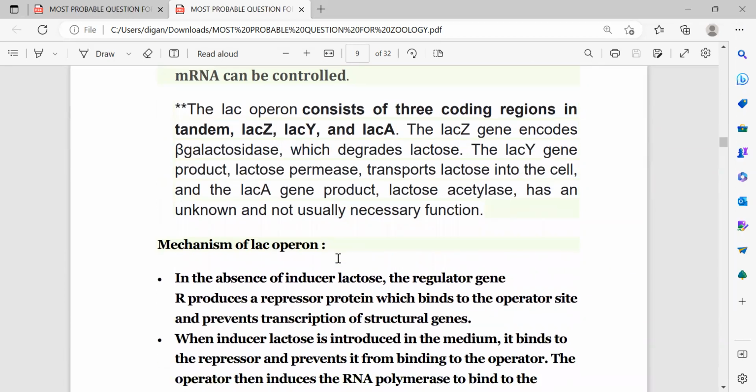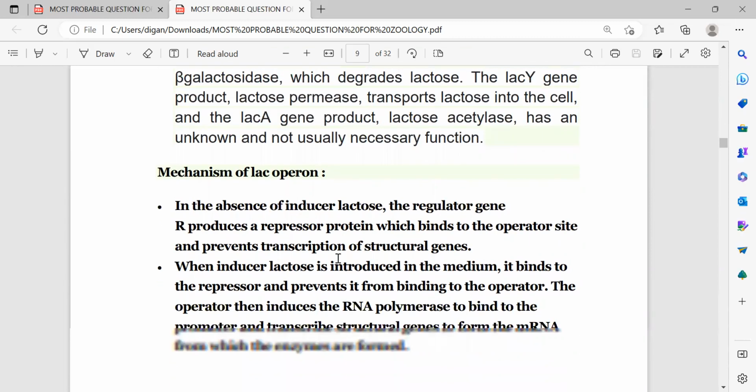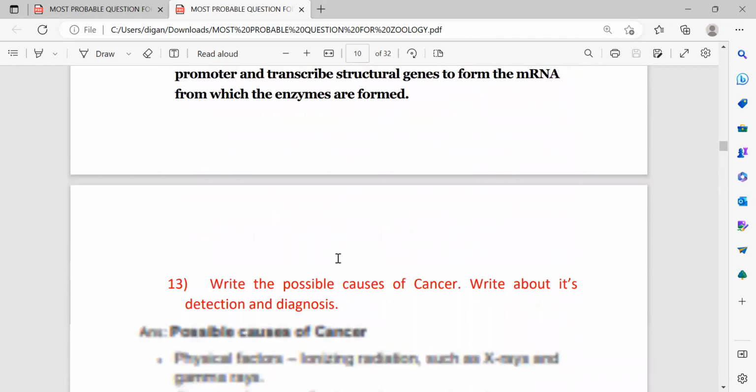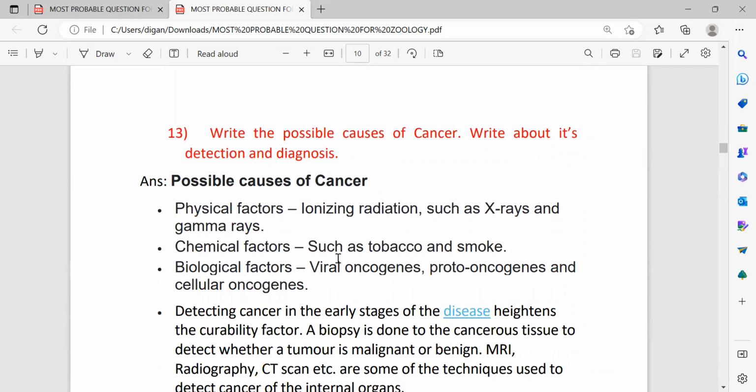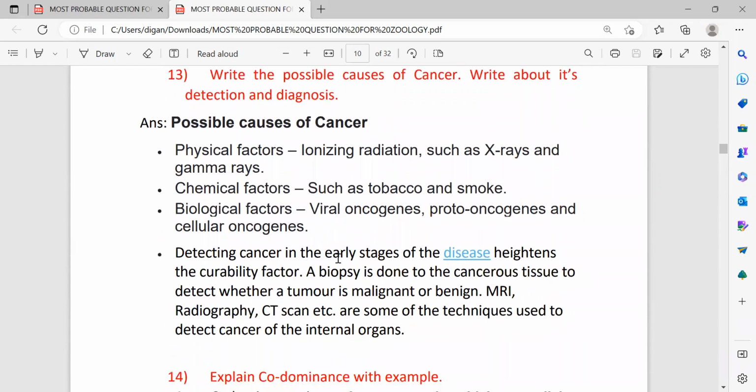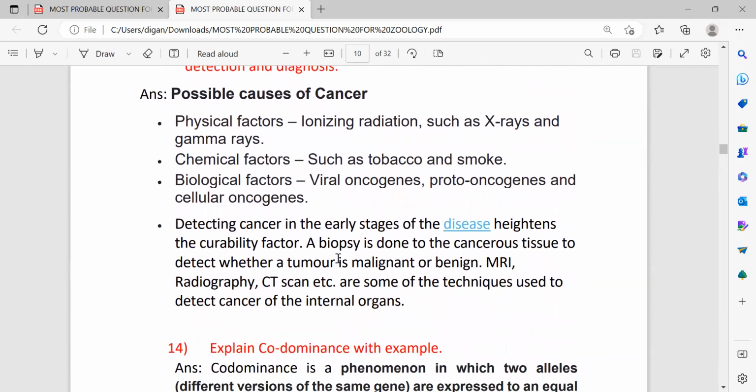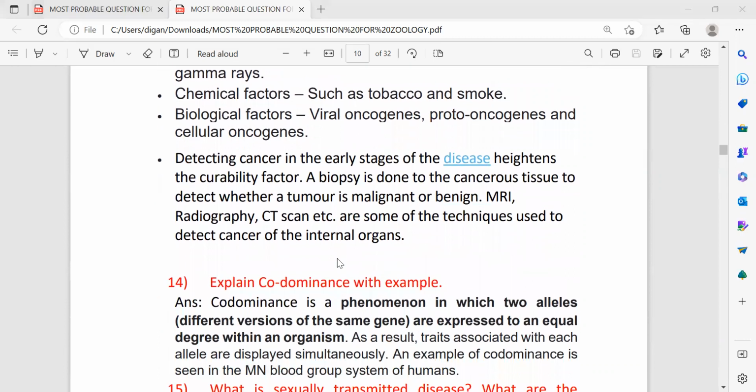So if a 2 mark question comes, you just write the first para. If a 5 mark question comes, you have to write the mechanism also. Write the possible causes of cancer, write about its detection and diagnosis. So possible causes are also given and detection is also given here.